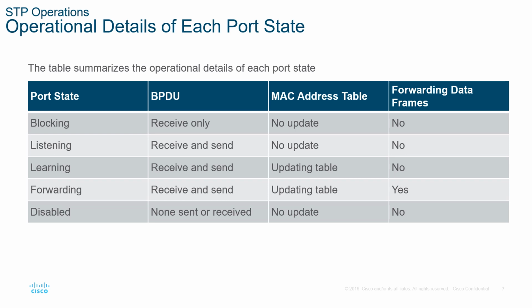Now, this is the summary of what I have explained earlier on. Basically, you see blocking is receive only, listening can receive and send. This is a summary, so you can read it yourself. The only state where a port is able to forward data frames is the forwarding state, because the port is already considered active and part of the network topology.